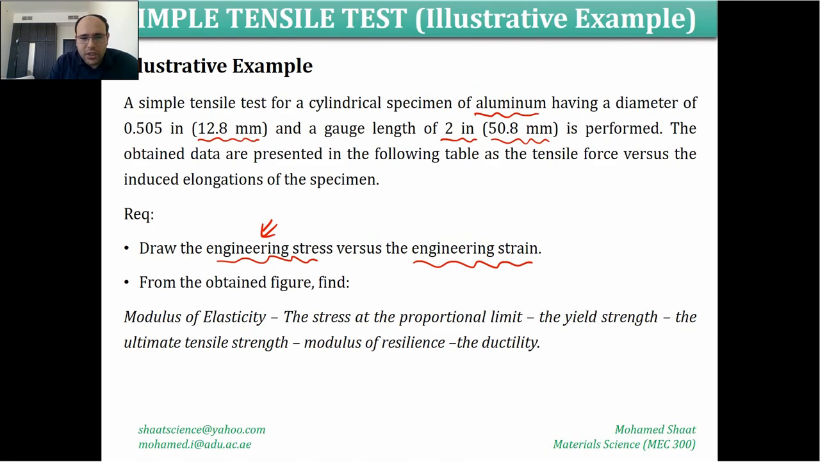So it is required here in this example to draw, this is the first thing, the stress strain curve, especially the engineering stress, engineering strain curve. Then from this curve or from the data already provided to you, your objective is to determine the elastic modulus of the material, which is E, the stress at the proportional limit, the yield strength that we mentioned, sigma yield of this material, the ultimate tensile strength, the modulus of elasticity, and the ductility, how much it is for this material sample. Make sense?